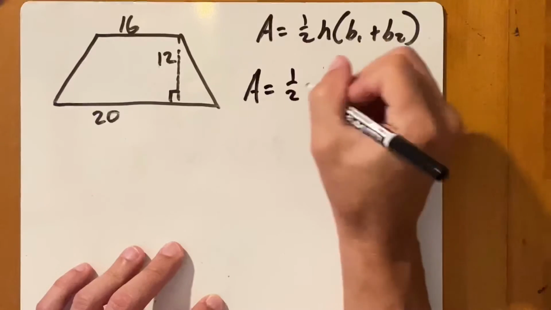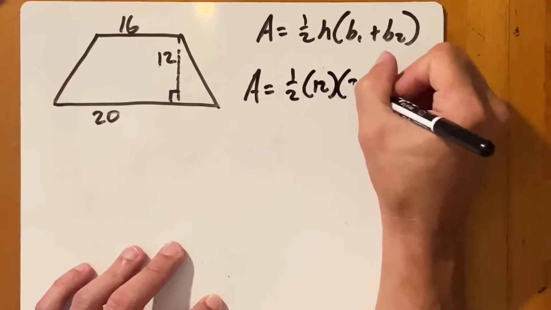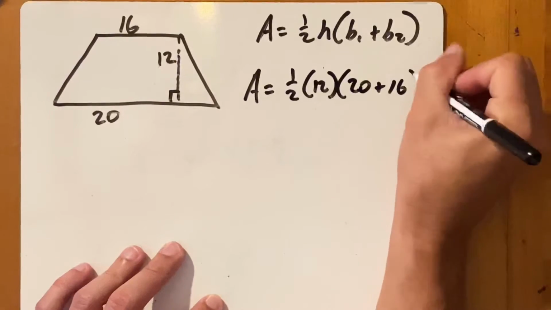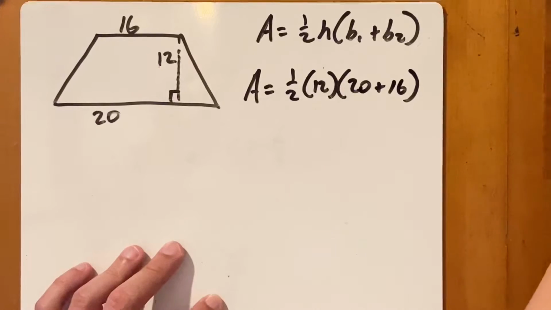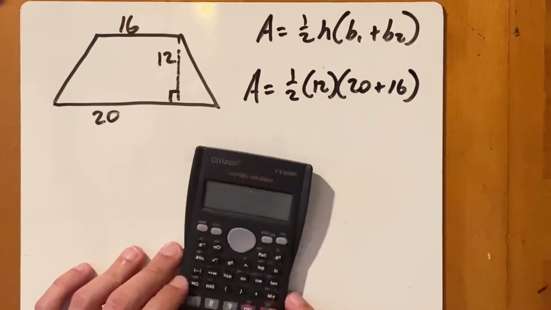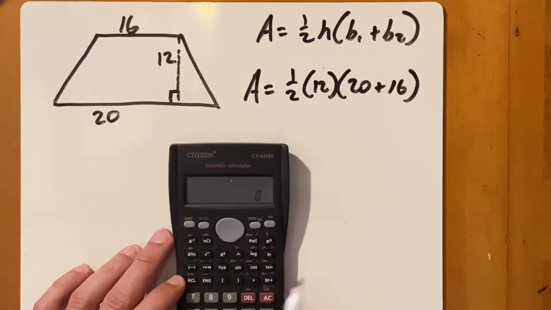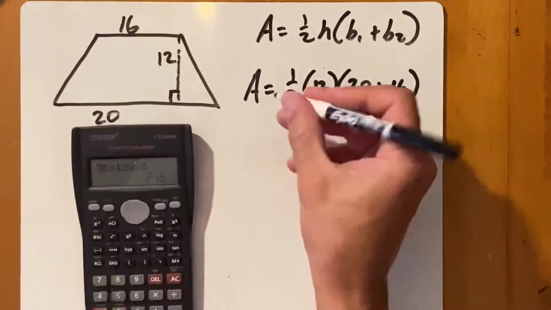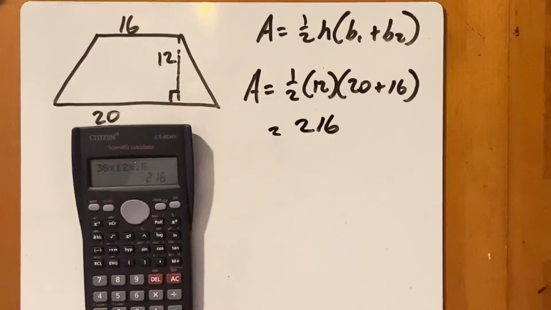So I've got 1/2 times the height, which in this case is 12, times the sum of the bases, which is 20 and 16. Let's go through and do that, and we'll grab our calculator real quick because we've got some bigger numbers. So we've got 20 plus 16 is 36. We're going to multiply that times 12 and then times 1/2, so I get a total area of 216. So that's what the normal area would be.